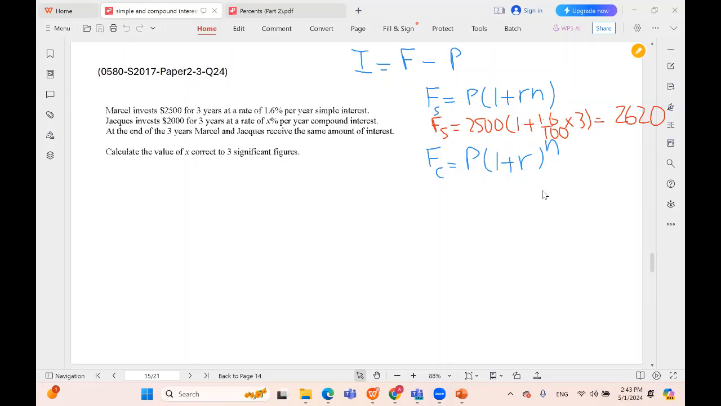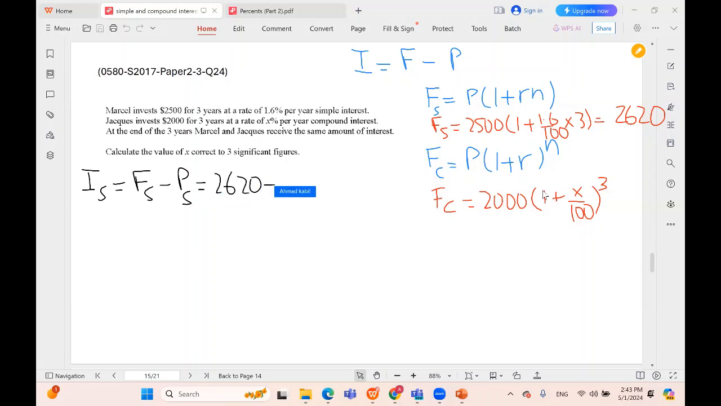For the compound interest, we have 2,000 multiplied by (1 plus x over 100, which we don't know) all to the power of 3. And we don't know what the future value is, but we can find a way to find the future value itself. How do we do that? By using the idea that they both get the same interest. So for the simple interest, I equals F of simple interest minus the present value of simple interest. Our future value was 2,620 minus the present value in the simple interest case, which was 2,500. So we get $120.